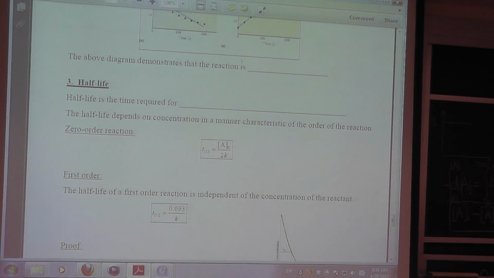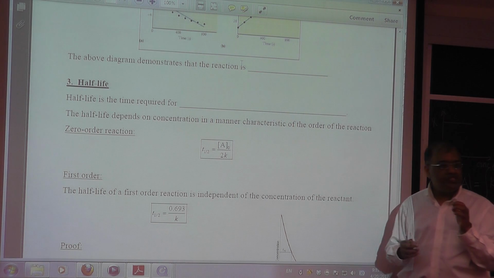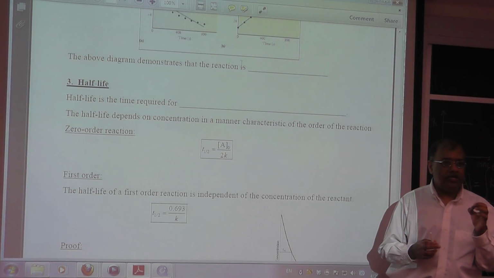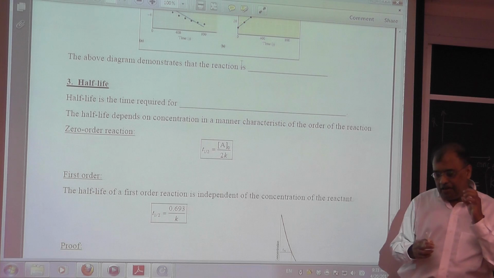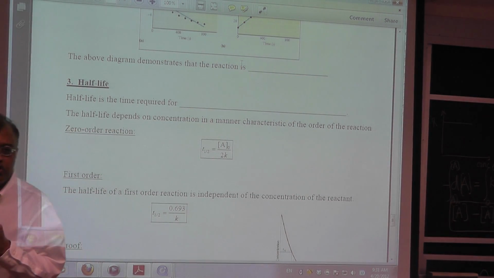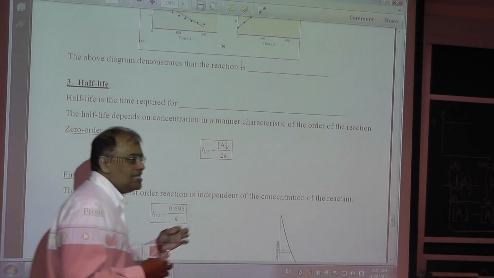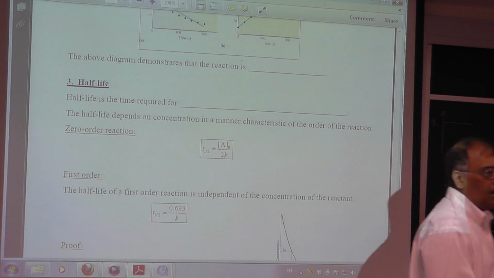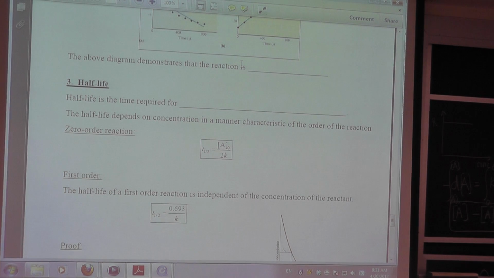depends on concentration in a manner that tells you what the rate law is. If the time it takes for 64 to become 32, 32 to become 16, 16 to become 8, 8 to become 4, 4 to become 2, if the time for each of these processes is the same, it is a first order reaction.